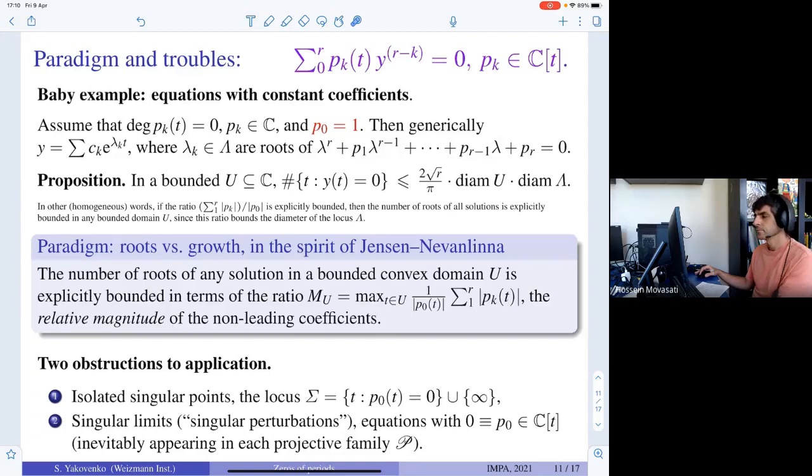So what you should do, if you want to write this in the homogeneous case, is take the absolute values of the non-leading coefficients and divide by the absolute value of the leading coefficient. This is the homogeneous expression of degree 0 on the projective space, and it gives us an upper bound for the number of solutions. We call it slope. Well, I did not define it yet.